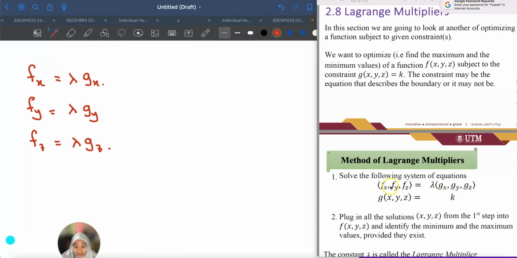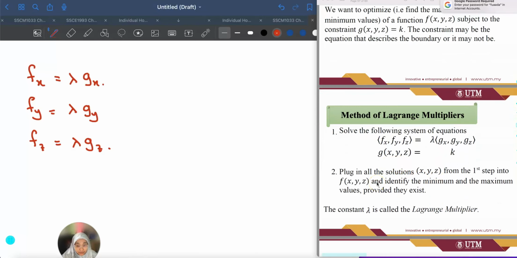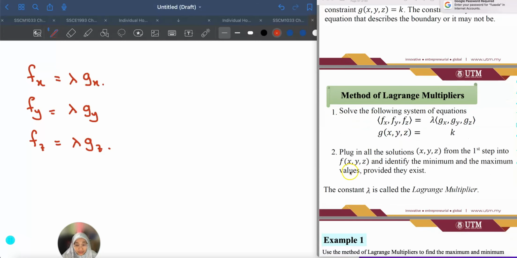It is not only x, y, z components. If you have a two variable function, you can have x and y only. But here you have a three variable function, with x, y, and z, so you have three components. Not only this particular equation, you can be given only x and y, which is two components. So what's next? You have to write down the constraint g equal to k. And then at the second step, you have to plug in all the solutions from step 1 and identify the max and the min value.